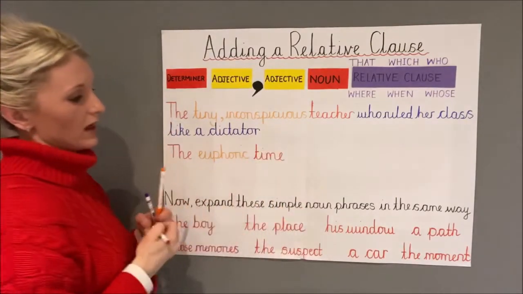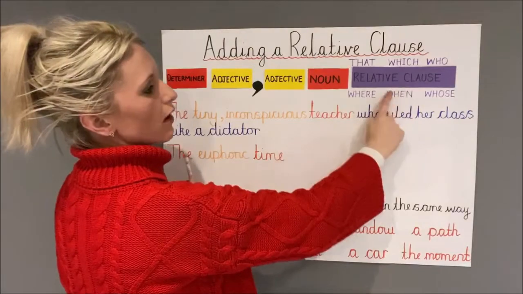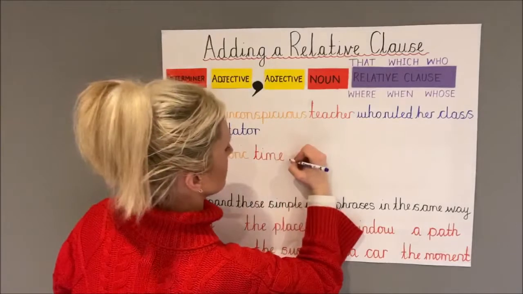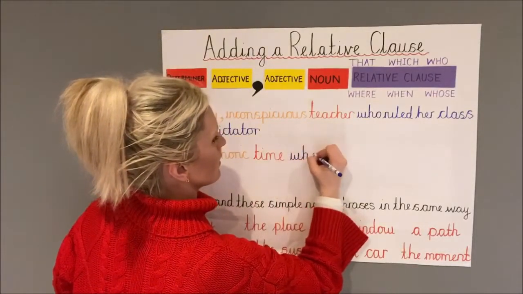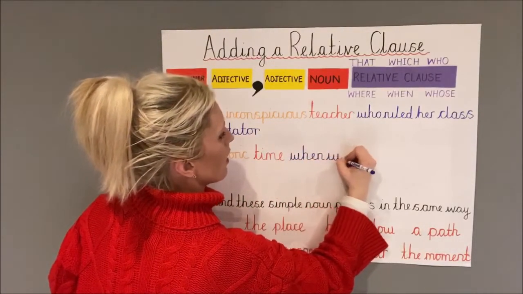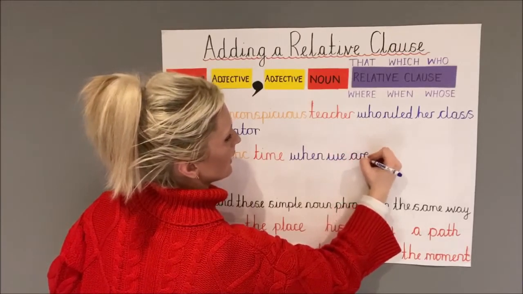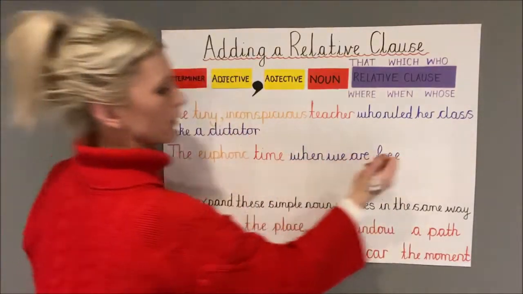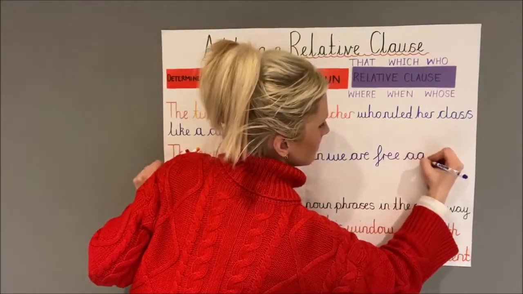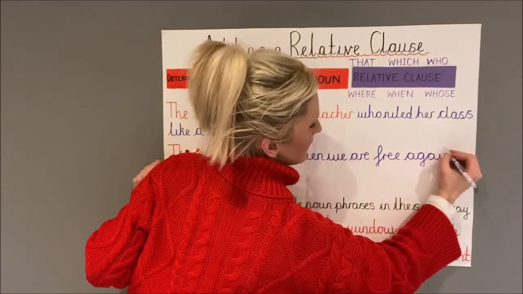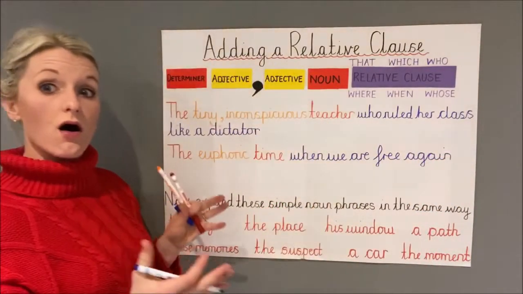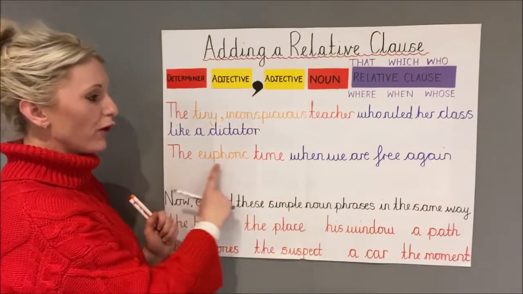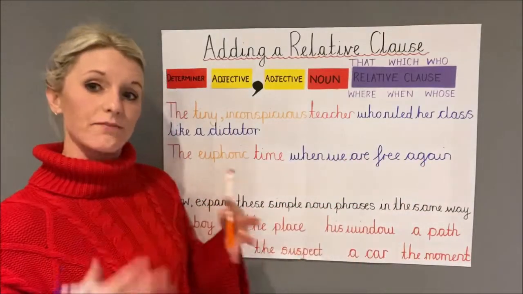And because I'm talking about time, I'm going to choose the pronoun when to begin my relative clause. So I'm going to say the euphoric time when we are free again. All feeling a little bit trapped at the minute. The euphoric time when we are free again. And it doesn't need a full stop at the end because it would be part of a bigger sentence. So it might be something like the euphoric time when we are free again is something we are all looking forward to.